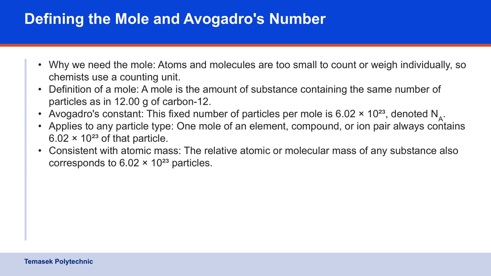Think of it like a dozen. Just as a dozen always means 12 of anything, 1 mole always means 6.02 times 10 to the power of 23 of anything, whether that is atoms, molecules, or ions. Here is what makes this powerful in engineering. The mole connects the microscopic world of particles to the macroscopic world of grams you can actually measure in a lab or industrial process. The relative atomic or molecular mass of any substance, expressed in grams, contains exactly 1 mole of particles. So if you know the mass, you know the number of particles, and that is the foundation of all stoichiometric calculations you will be doing throughout this topic.